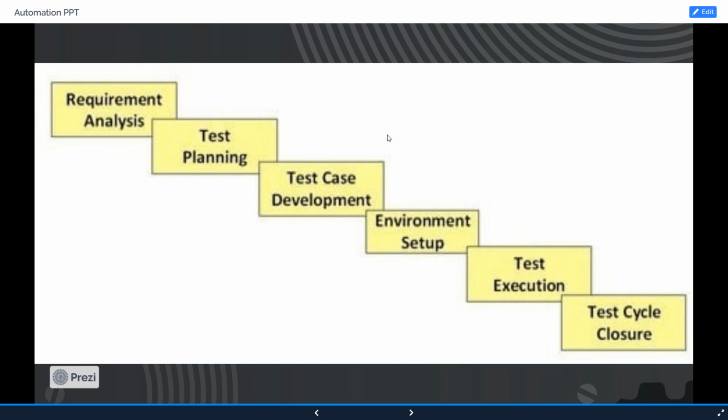Test execution means they will execute the test cases. Clear? And test cycle closure means the team will decide what the quality of the build is, what the health of the application is, and based on that, they will close. They will say whether the application is good to go to the next level, or they will block it, saying that unless and until these issues are fixed, we are not going to sign off on this test. We are not going to sign off on the product.